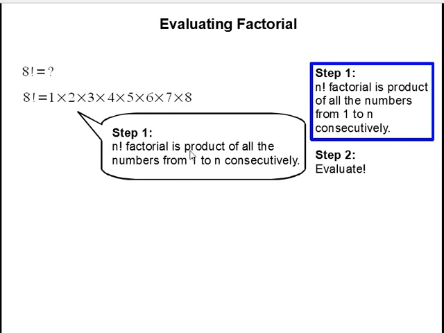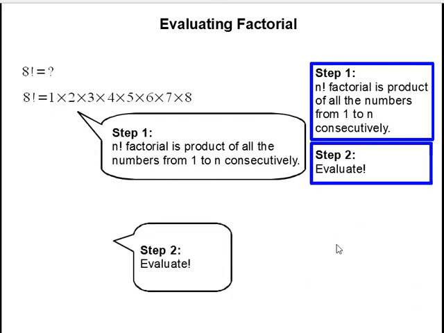Now, this can also be done in reverse as well. 8 times 7 times 6 times 5 times 4 times 3 times 2 times 1. Then the final step here is to evaluate. So that will get us 40,320. And this completes our problem.